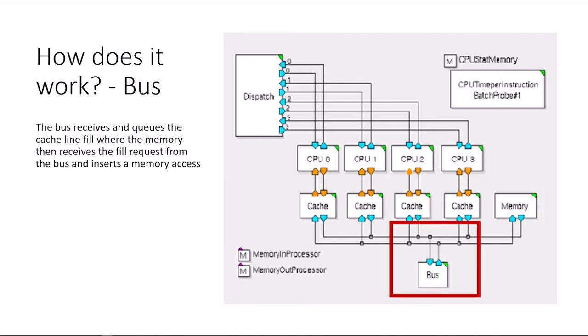So a bus receives and queues the cache fill line, where the memory then receives the fill request from the bus and then inserts a memory access. So this is sort of like the gateway or the communication lines from the main memory to the cache. So it's like the bus arbiter. Speculative violations of memory order is the next topic.